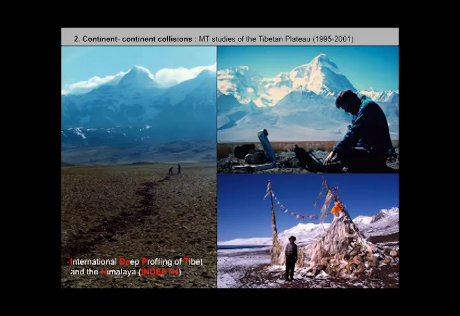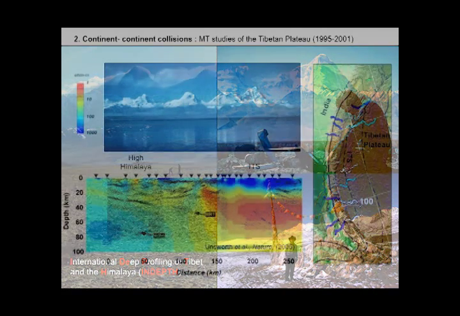A lot of effort in this type of project, as with USArray, goes into making sure that you have permission and some mechanism for security and for instrument protection in place. Here we're burying the electric field lines. If you've got cheap labor, it's often a lot better to put them underground to stop them moving or being bitten by animals. So these are examples of making MT measurements in Tibet.